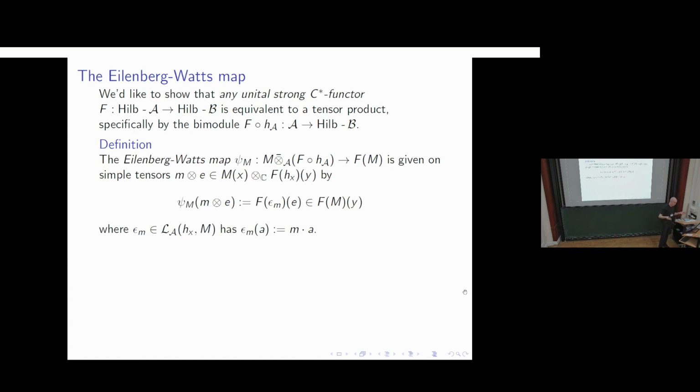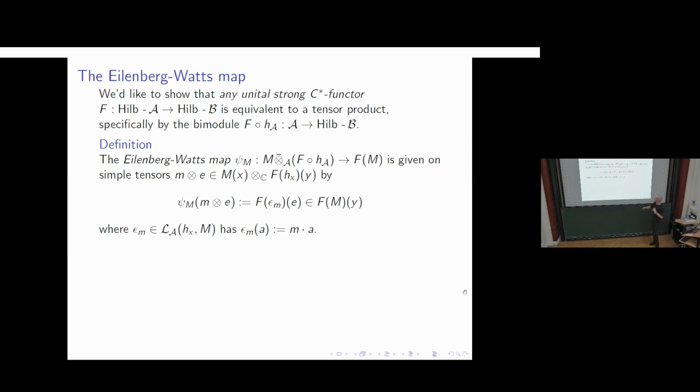So this is a fairly obvious operator to define, and then if you apply F to this operator, you get something which goes from F of hx to F of M, which is where you want to be, because this Eilenberg-Watts map is going to land in F of M, right? This is the natural transformation which is going to exhibit that this functor is actually a tensor product. Does that make sense? I mean, that's a lot of symbols, but yeah.